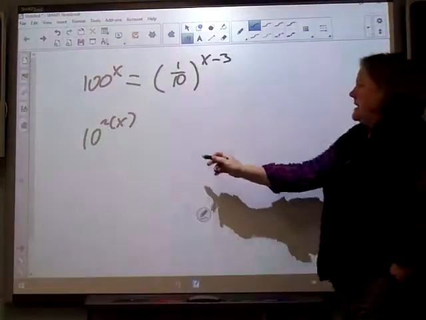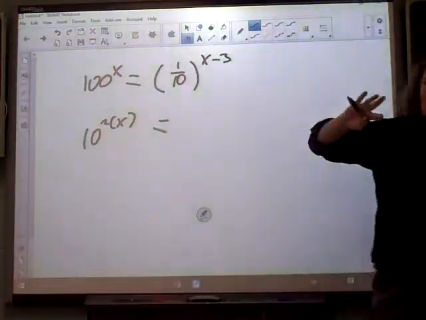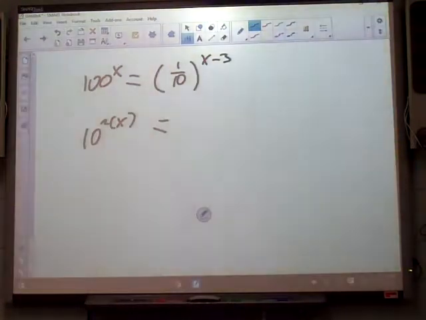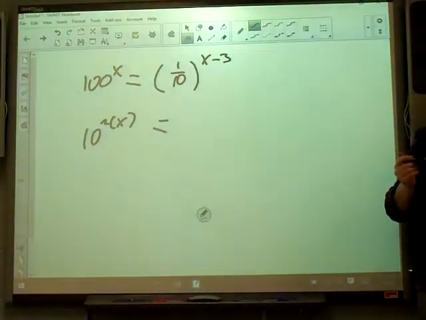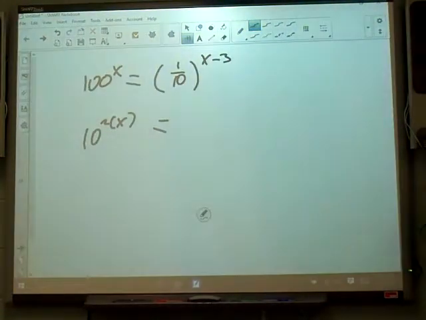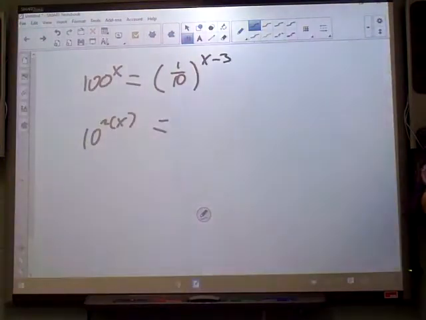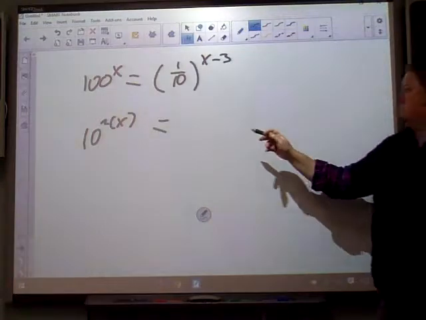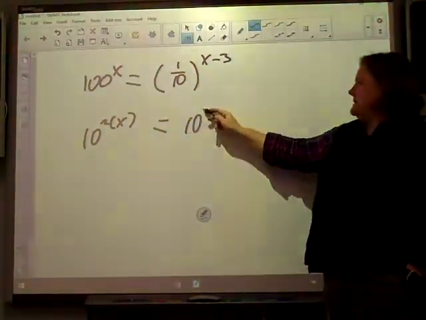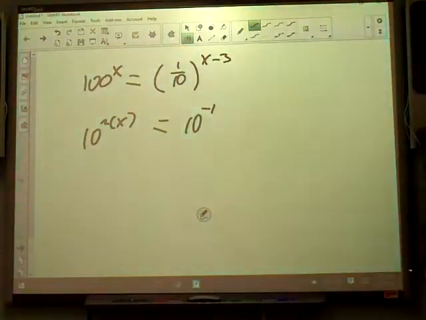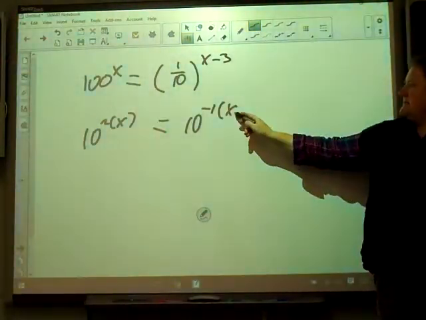Now, what do I do to 1/10? All I need to do is flip it. What kind of exponent makes a 1/10 flip? When we have a certain kind of exponent, we put something in the opposite spot. What kind of exponent is that? Negative. Very good. So this will be the same as 10, and I don't want to change the value of it, so 10 to the negative 1. And then there's still an x minus 3 up there.